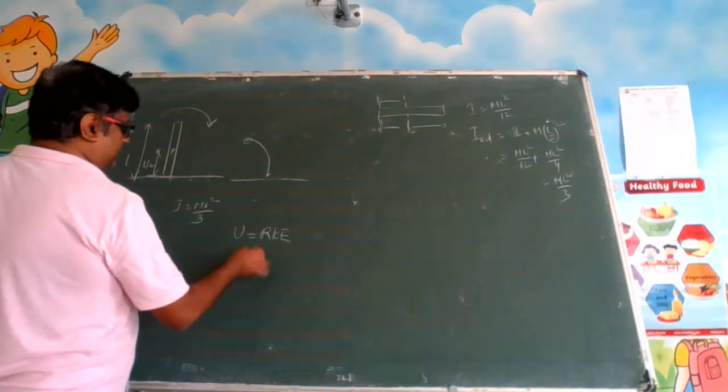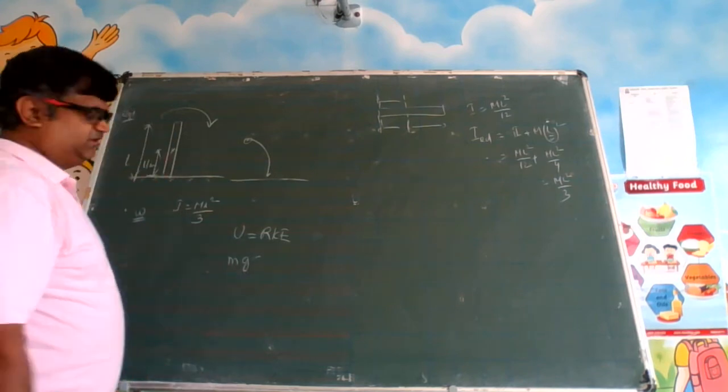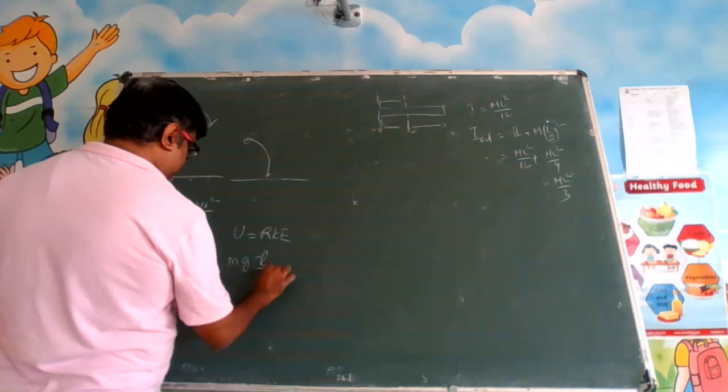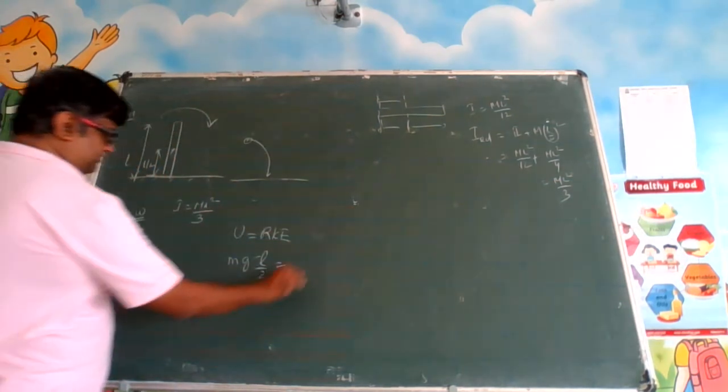mg into h. h is the distance of the CG. What is the CG here? It is L by 2 here. Is equal to rotational kinetic energy, which is how much?